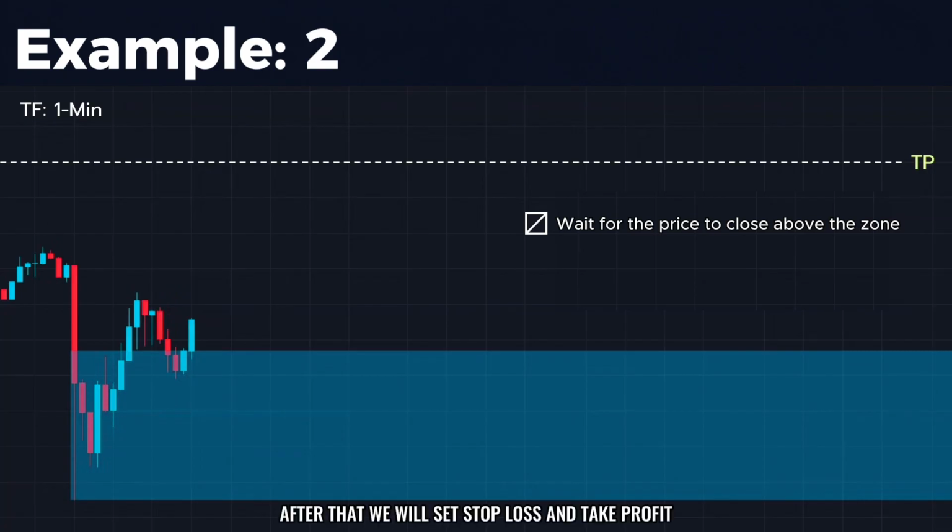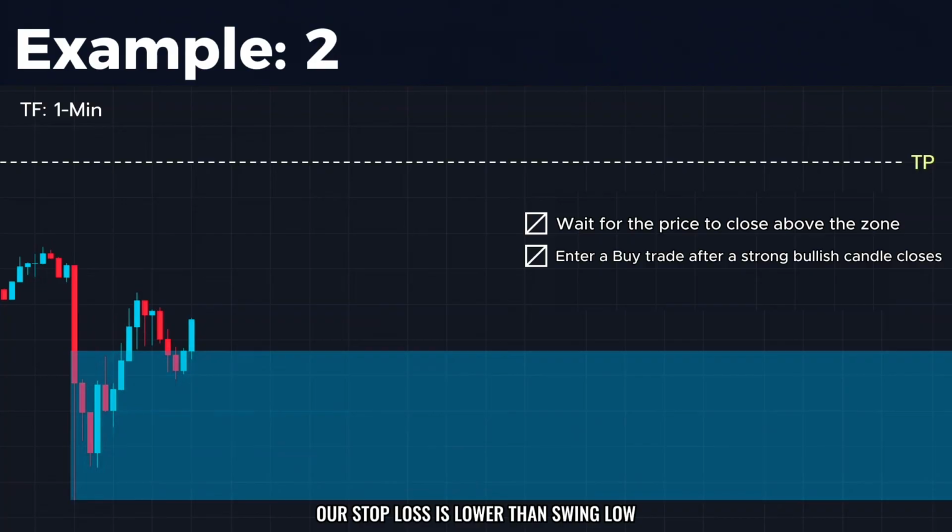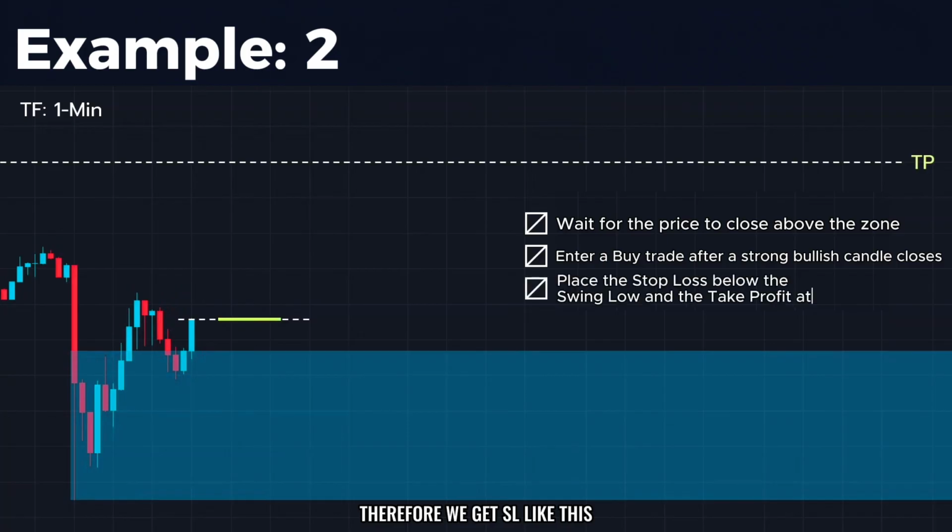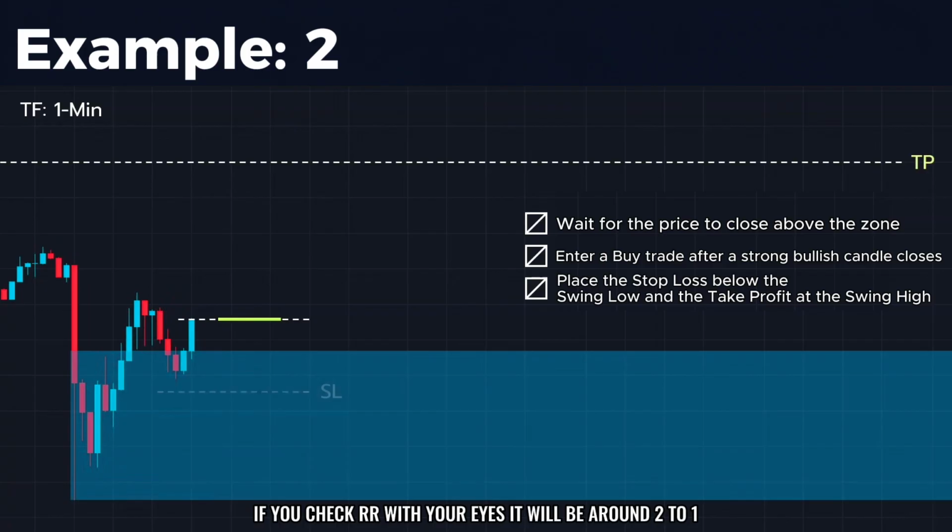After that, we will set stop loss and take profit. Our stop loss is lower than the swing low. In this example, the swing low is very clear. Therefore, we set SL like this. TP is at the same TP that we set for 15 minutes. If you check RR with your eyes, it will be around 2 to 1, not the 3 to 1 that we intended, but it's not too bad.